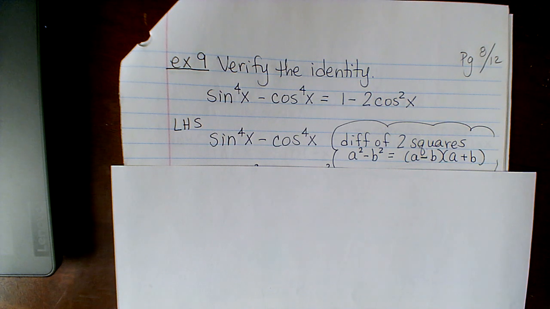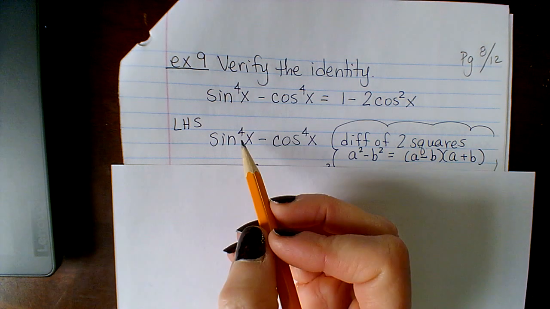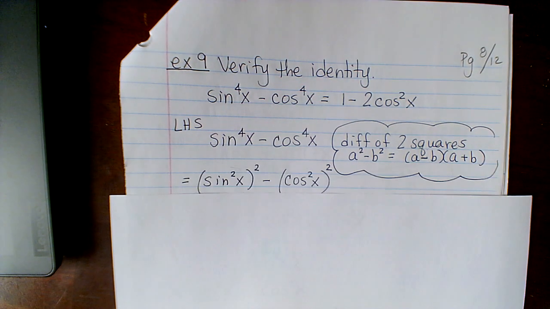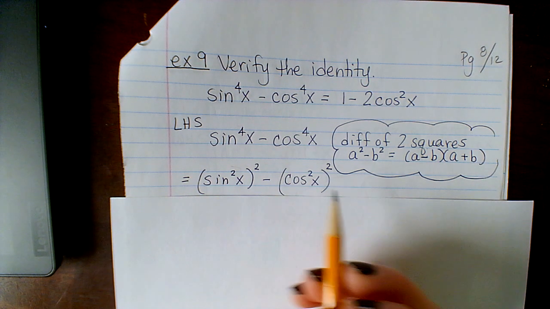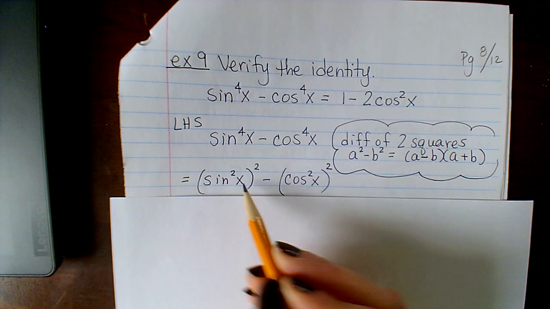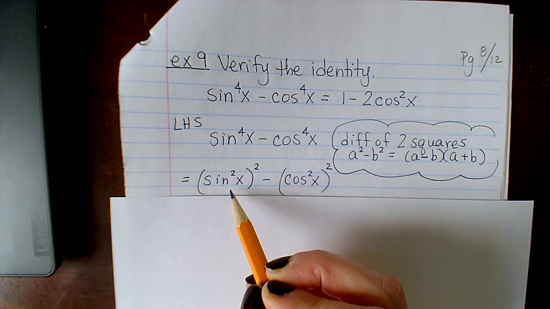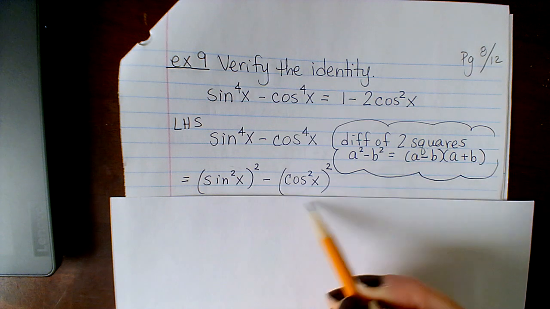The difference of two squares factors into a minus b, a plus b. But we need to write this as something squared minus something squared. So if we rewrite a fourth power as a squared squared, we get that this is a and this is b. So this will factor into a minus b times a plus b.